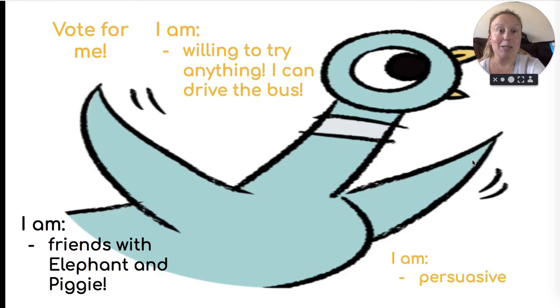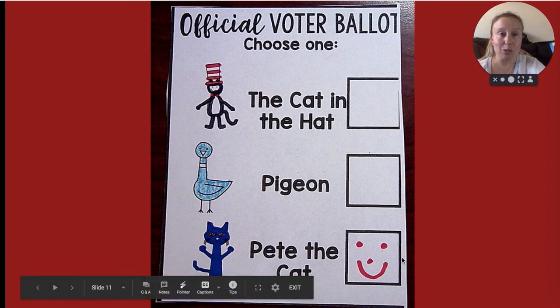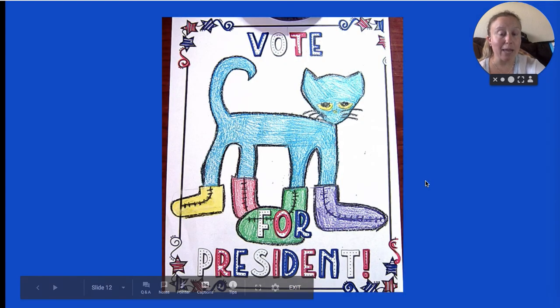And lastly, the Pigeon. The Pigeon is willing to try anything. I can drive the bus, he said. He is persuasive. He is friends with Elephant and Piggy. Here is your official voter ballot. I'd like you to choose Cat in the Hat, Pigeon, or Pete the Cat. You can see who I chose. Then, after you've made your choice, you are going to make a campaign poster for your person.